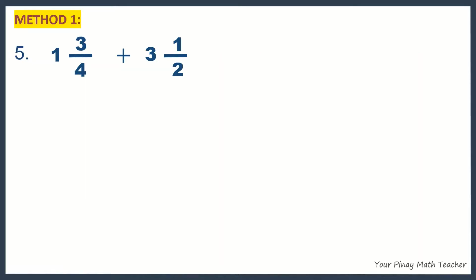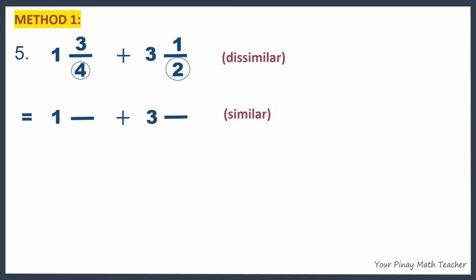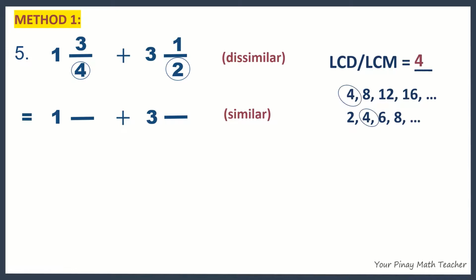At this time, let's add mixed numbers with dissimilar fractions, method 1. Okay, the denominators are different, so the fractions are dissimilar, so we have to make them similar. Please bring down the whole number 1 and whole number 3. And then, let's find the LCD of 4 and 2 by listing its first few multiples. Based on the list, 4 is the LCD. Now, our first fraction is 3/4. Since it has a denominator of 4, we simply have to copy 3. But in 1/2, we need to multiply both by 2 to get a denominator of 4.